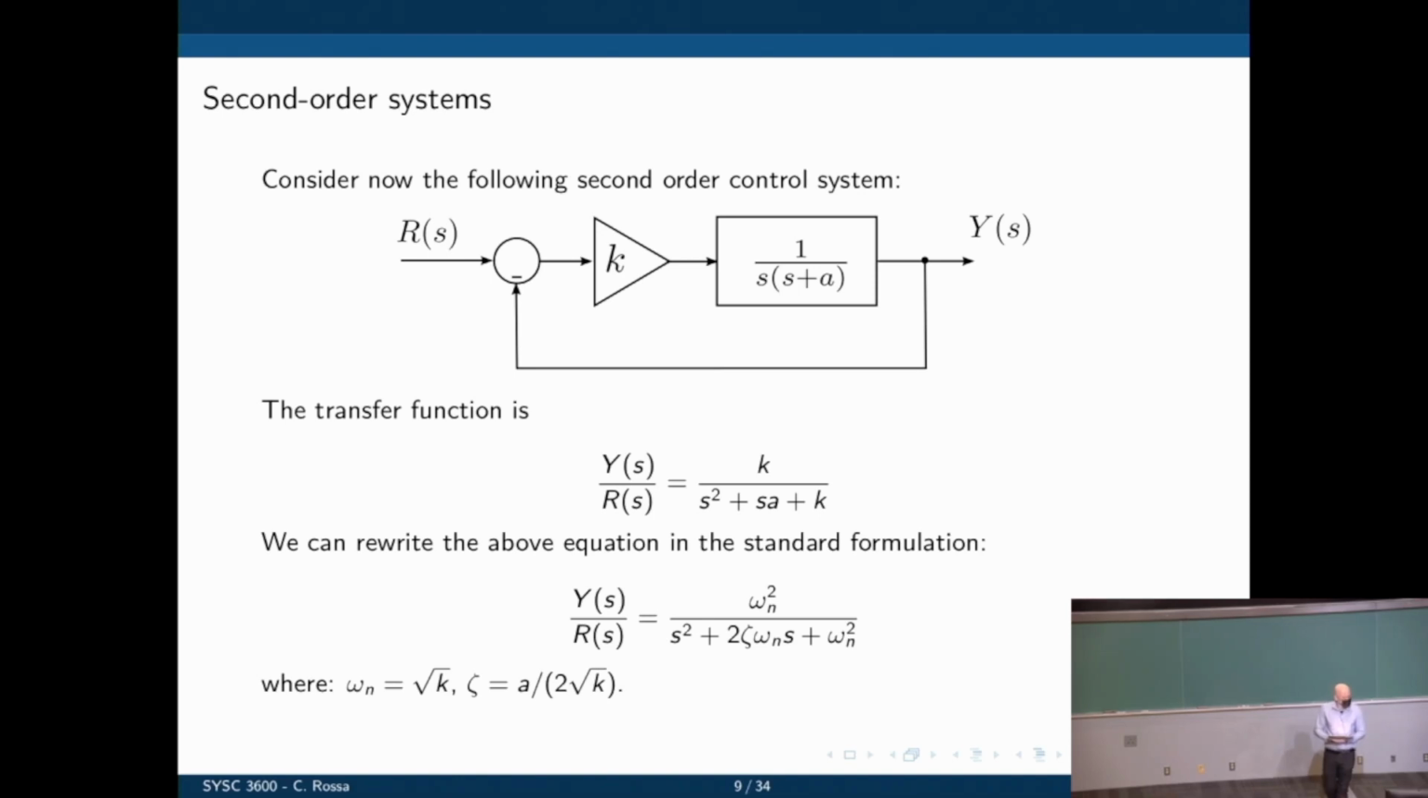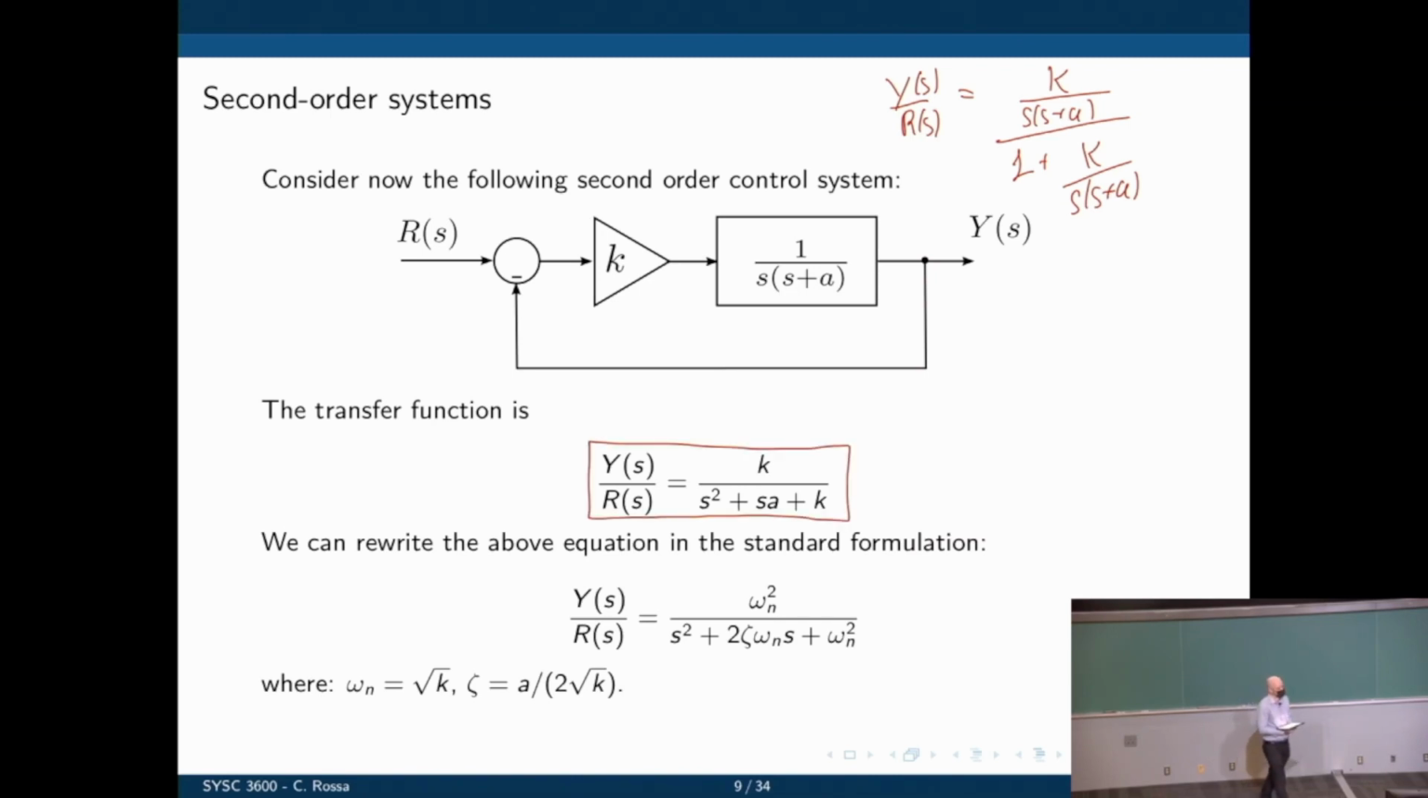So now let's replace the system that we were studying with a second order system. We see here S times S plus A, so that's S squared plus AS. That's now a second order system. We can find the closed loop transfer function. This is simply K over S times S plus A, divided by 1 plus that. And when we simplify this function, we have the equation here, the relation between the input and the output.